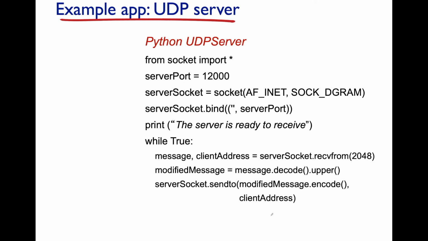So this is the server side. The server side, remember, is always running, it's always on. So you start out again and you import the library needed. The server chooses a port number, you create the socket. It's an IP version 4 socket, datagram, unreliable service. So then the server binds.